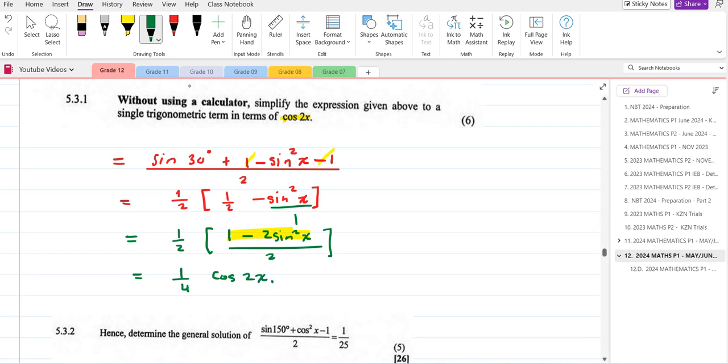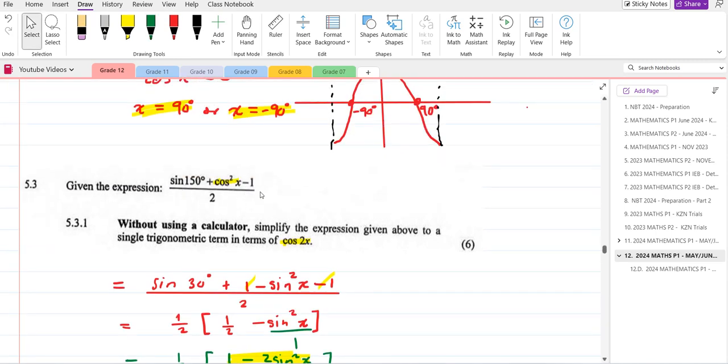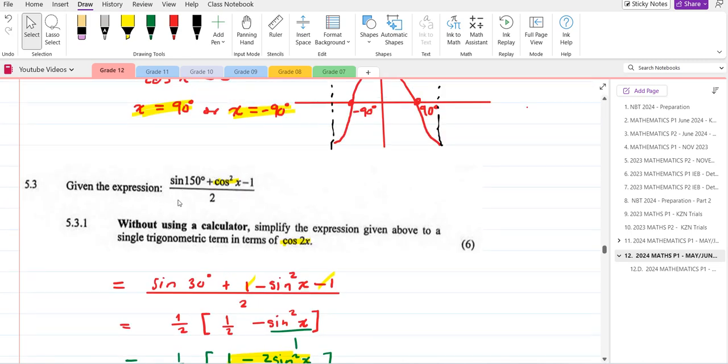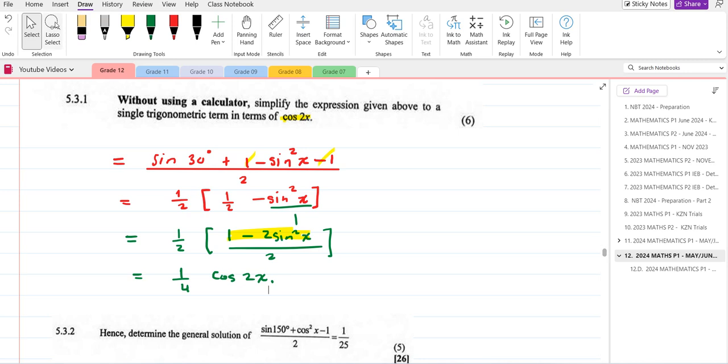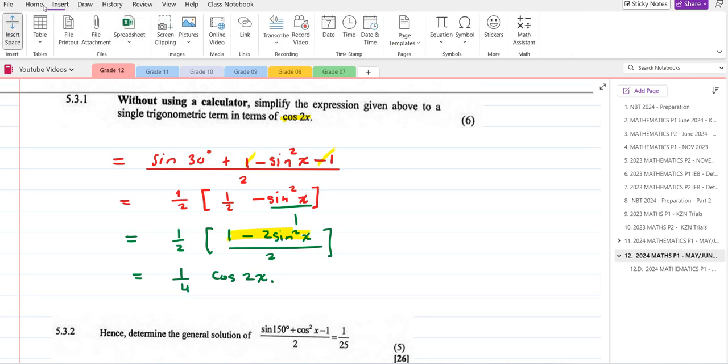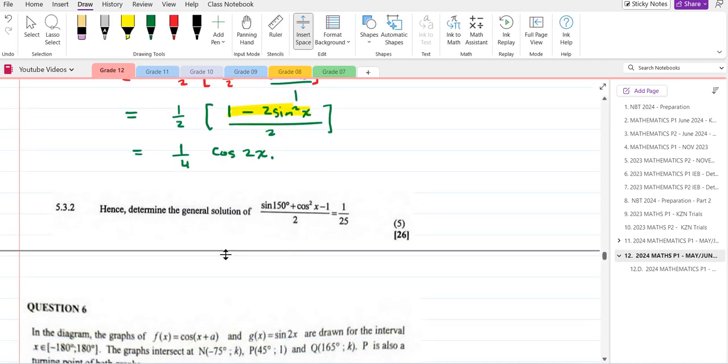Sometimes they ask you what's the maximum and minimum value of this. They can even ask you a question, what is the max value of this? So the max value of this is quarter. What's the minimum value of this? Negative quarter, because it's the number in the front that determines the range and the amplitude. Let's move on to the next question.